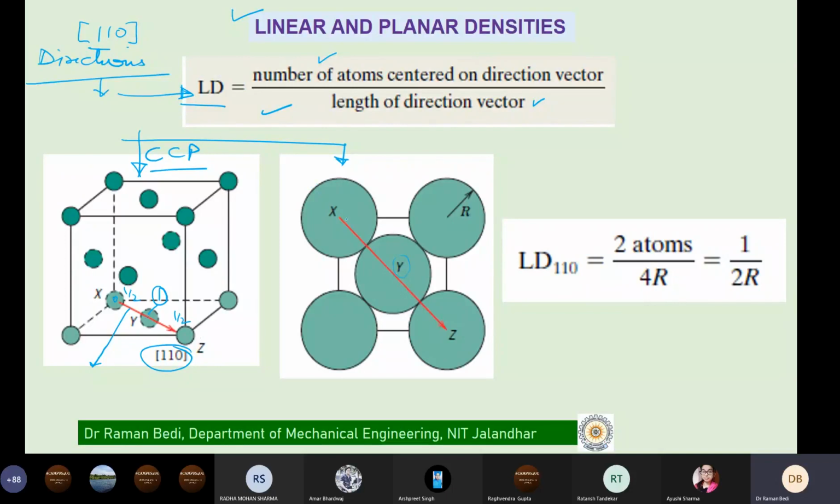Going by this, I find that the total number of atoms is 2. One is here, the y atom is totally complete, and then there is half of the x atom and half of the z atom. So this gives me a total of 2 atoms. And what is the length of this direction vector? The length of the direction vector 110 happens to be 4 times r. 4 times r means it is 2r plus 1r plus 1r, so it is 4 times r. So LD, linear density with a subscript 110, as written here, is found as 1 upon 2r.